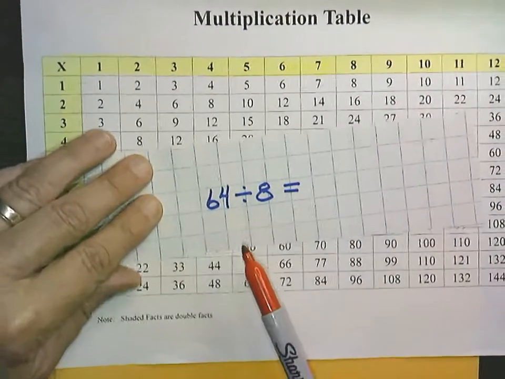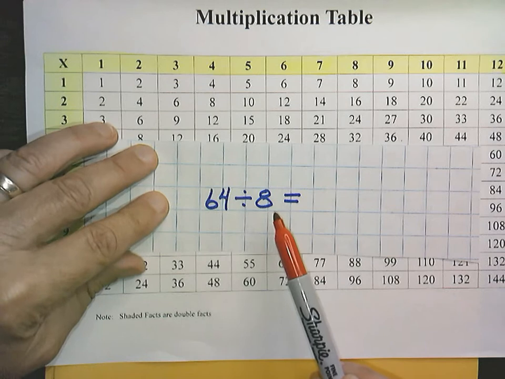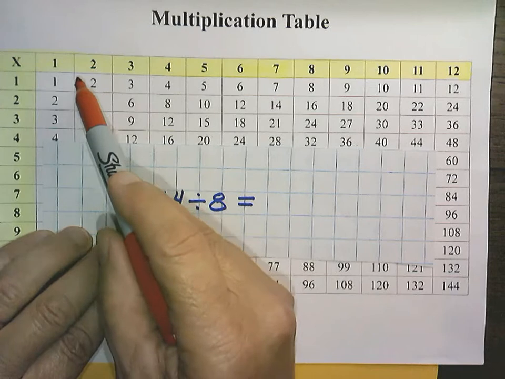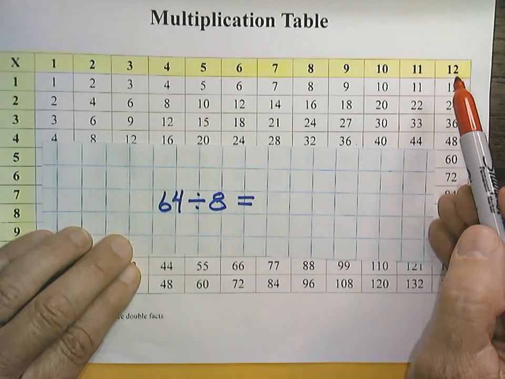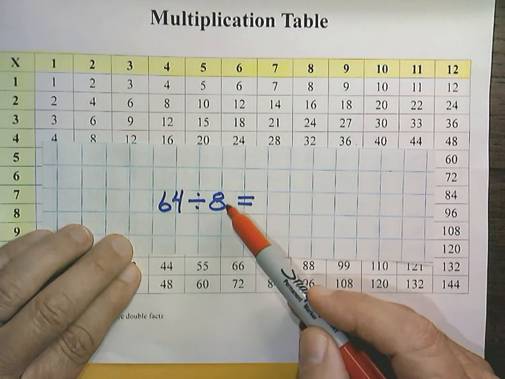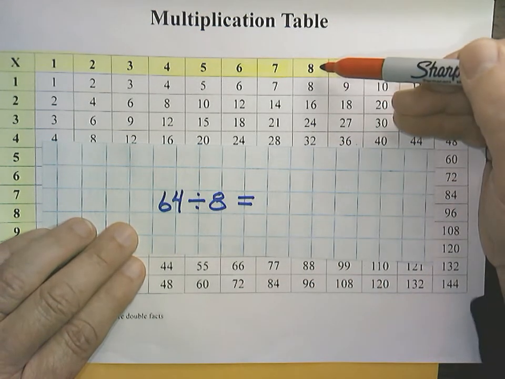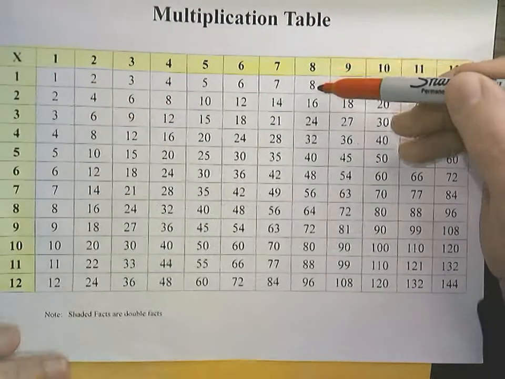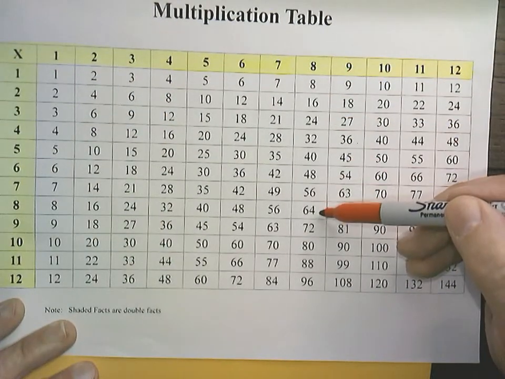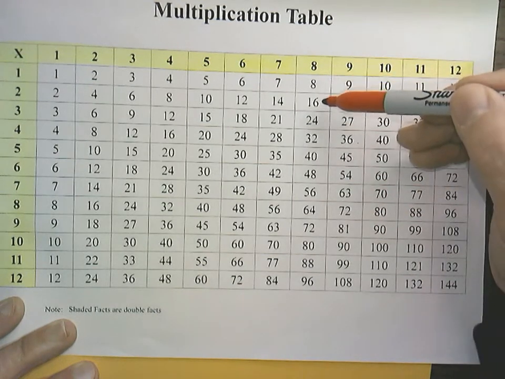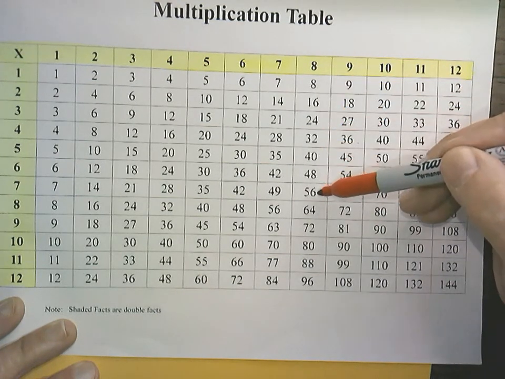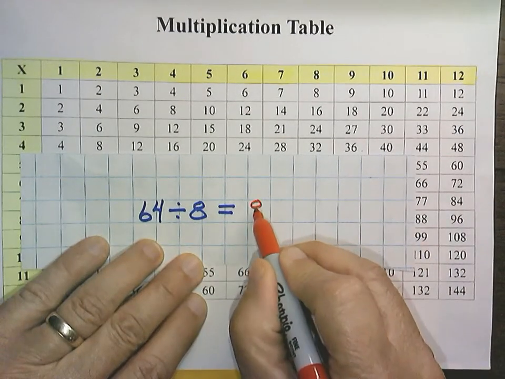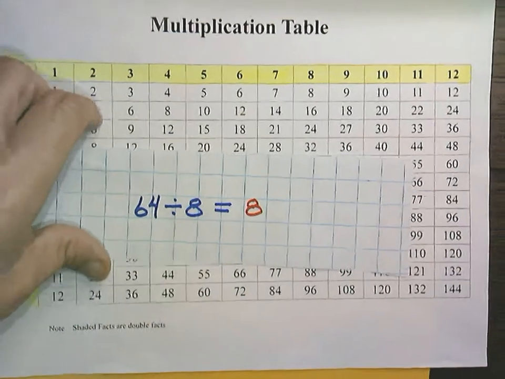Okay, let's try some problems. 64 divided by 8. You see that 8 there? You say, well, is there going to be 64 on this chart? Well, not up here, right? That only goes to 12. But you can see that 8 is right here. And I'm going to look for that 64. And you can see as I count down, it's right here. And that would be a total of 1, 2, 3, 4, 5, 6, 7, 8. So the answer to 64 divided by 8 equals 8.